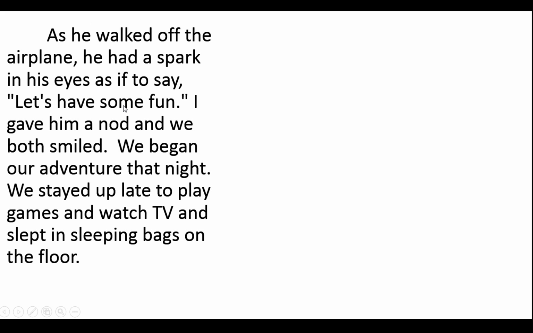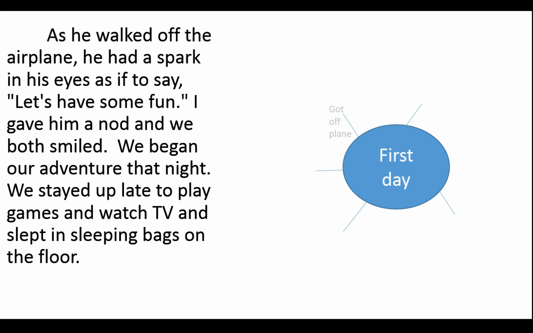So instead of saying this is what happened on day 1, which they could have done, he made it a little bit more creative and said, as he walked off the airplane. So we're getting an idea that this is the first day because he's walking off the airplane and that's how his adventure begins. He's just saying it differently, a little bit more creative. So he had that sentence finished. Now we're going to work on adding the details that we had around our circle.